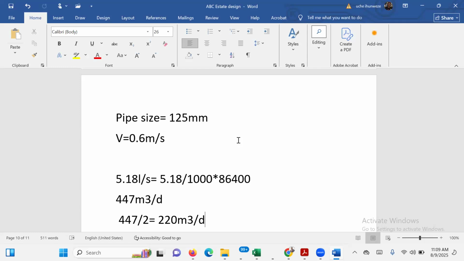So as an engineer, if I check and see that the place I'm designing has 2,000 people, I can leverage on this and say, okay, for interview.